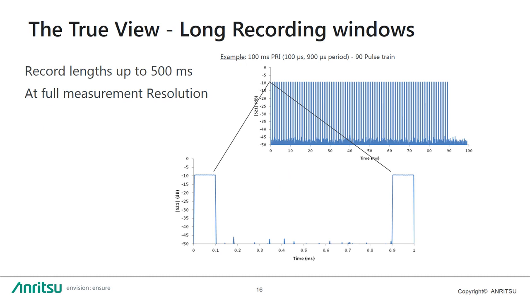PulseView offers the industry's longest pulse measurement record length. Other solutions can have more than an order of magnitude shorter record lengths. Moreover, the PulseView records can be saved with full 2.5 nanoseconds resolution, up to 500 milliseconds.